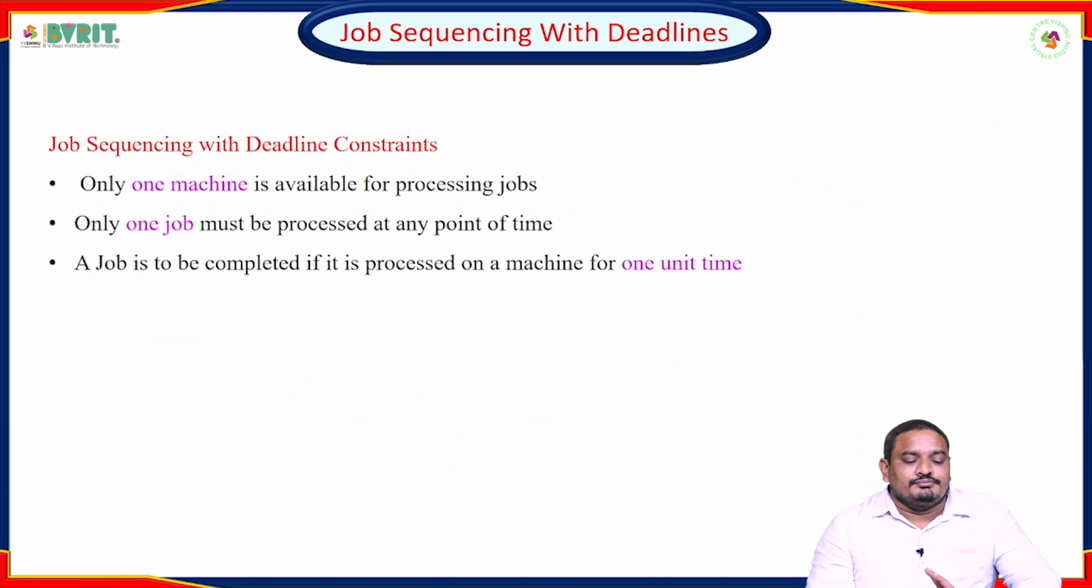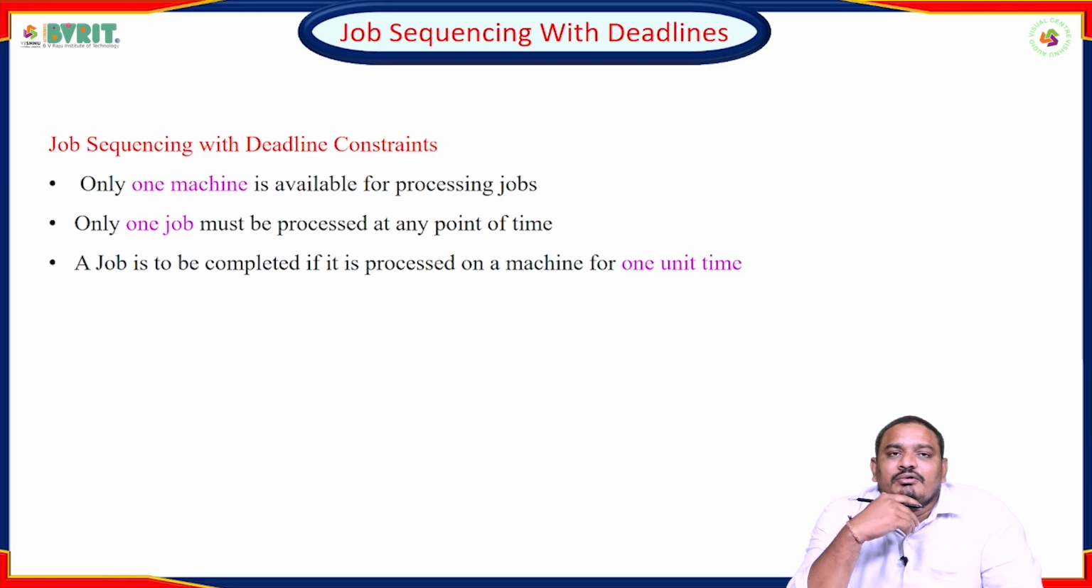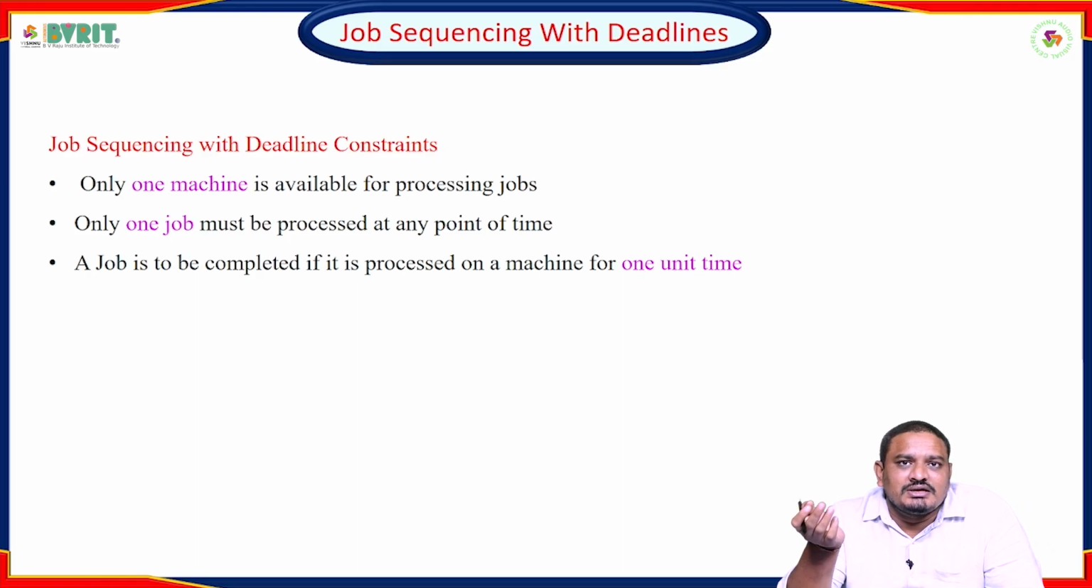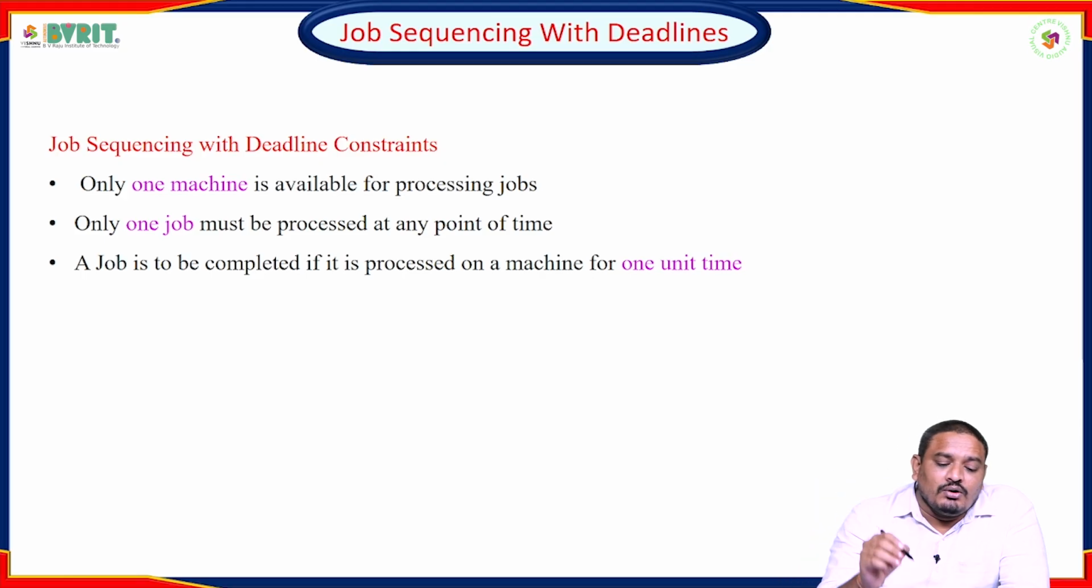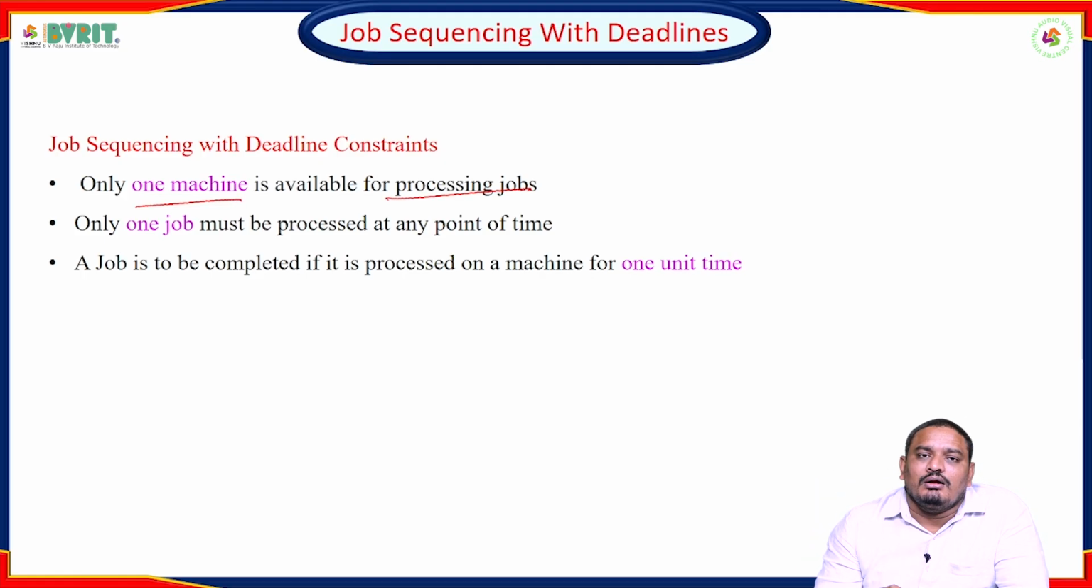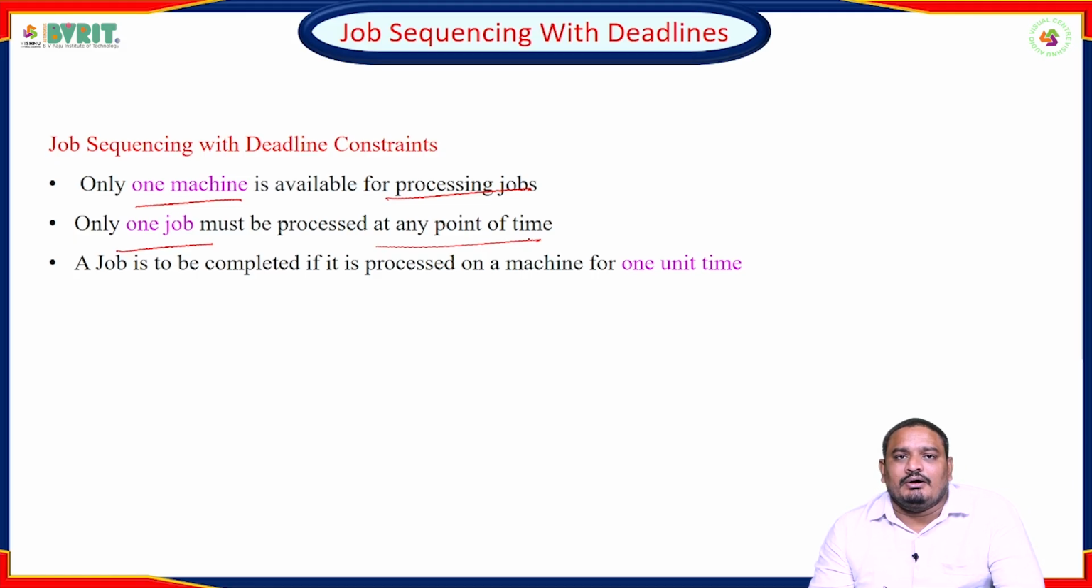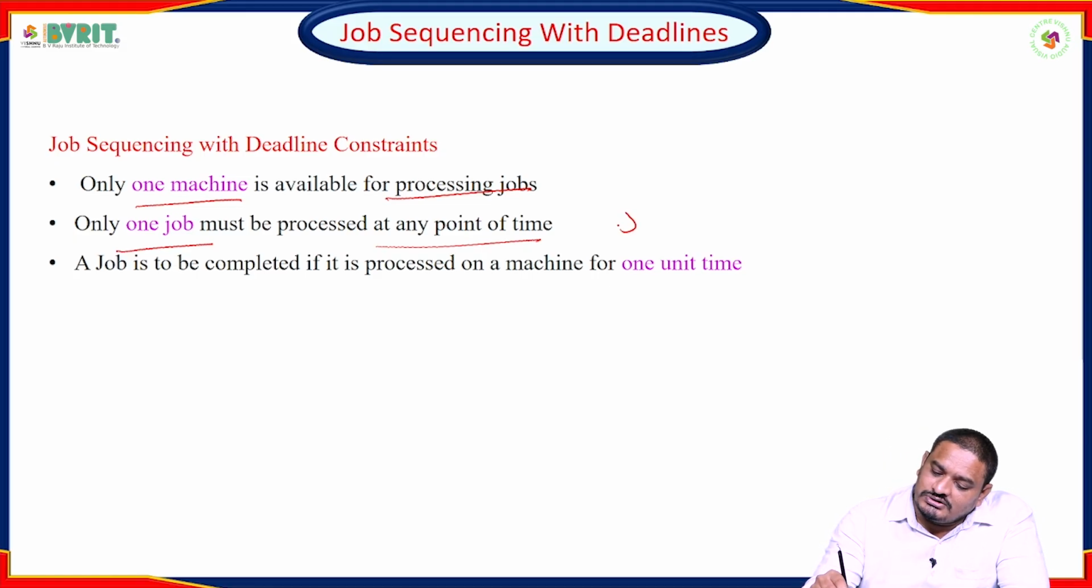Let's see it step by step. Here, job sequencing with deadline follows some constraints. What are the different constraints? First constraint: only one machine is available for processing jobs. Only one job must be processed at any point of time. That means only one job will be processing at a time.